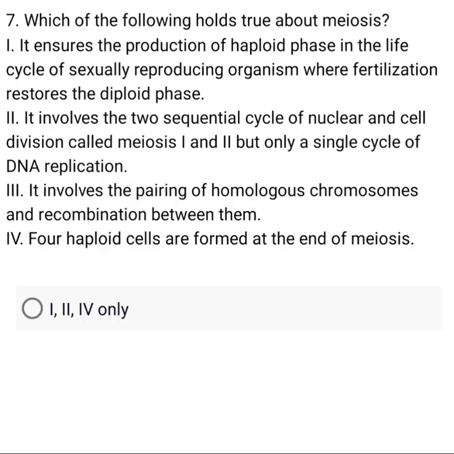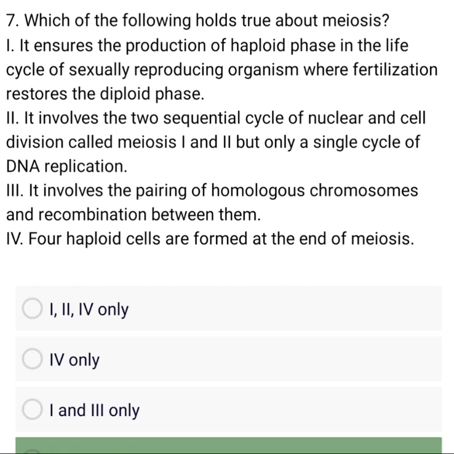Which of the following holds true about meiosis? 1. It ensures the production of haploid phase in the life cycle of sexually reproducing organism where fertilization restores the diploid phase. 2. It involves the two sequential cycles of nuclear and cell division called meiosis I and II but only a single cycle of DNA replication. 3. It involves the pairing of homologous chromosomes and recombination between them. 4. Four haploid cells are formed at the end of meiosis. Right.